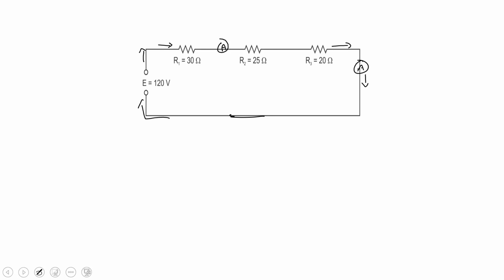So I total is the same as I1, same as I2, the same as I3. It doesn't matter where we put our amp meter. Once again, amp meters are connected in series. So a little review: we put them in series with our load in order to determine the current flow.